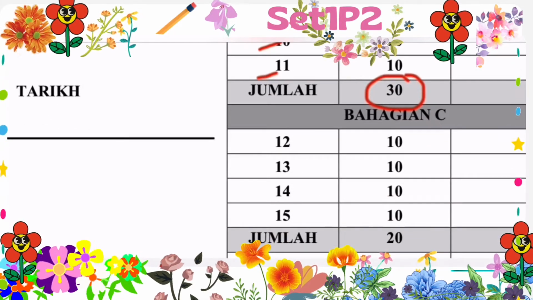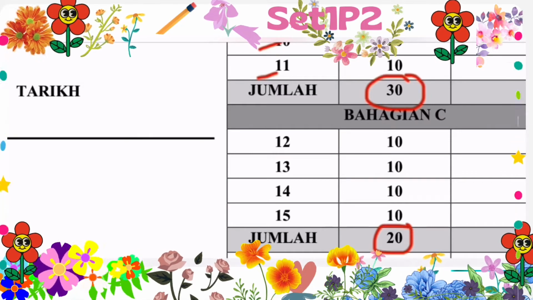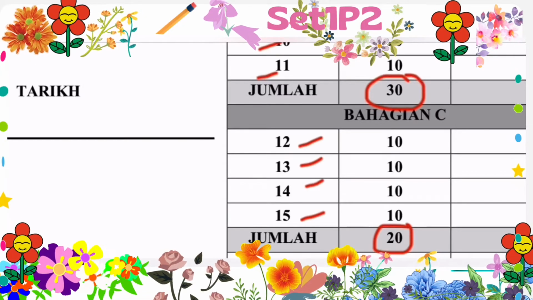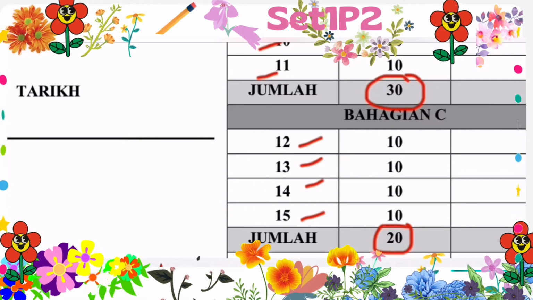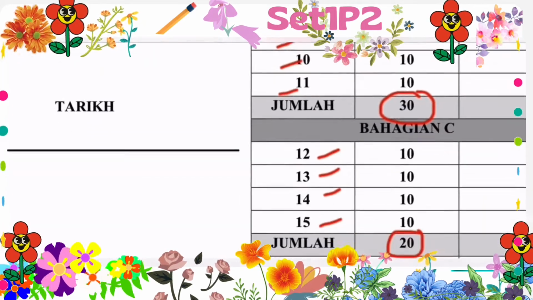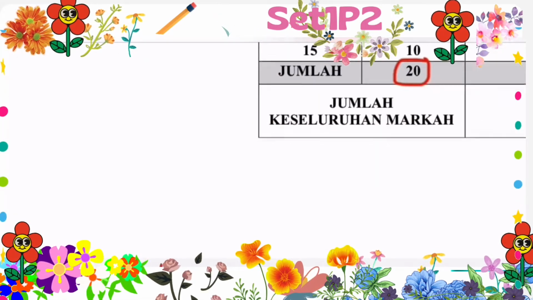And for section C, you need to answer 2 questions, and you have 4 choices. You can choose 2. So altogether it is 100 marks for paper 2.